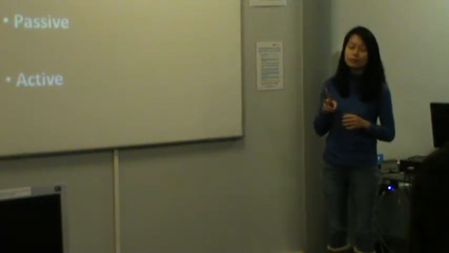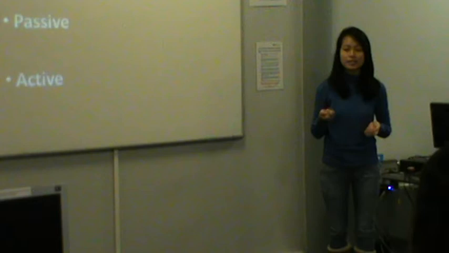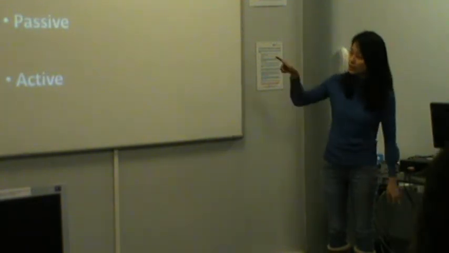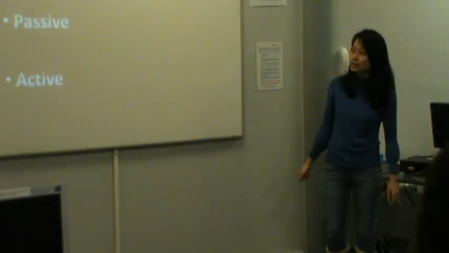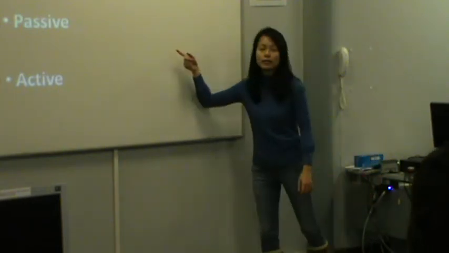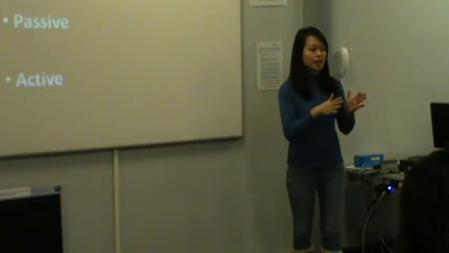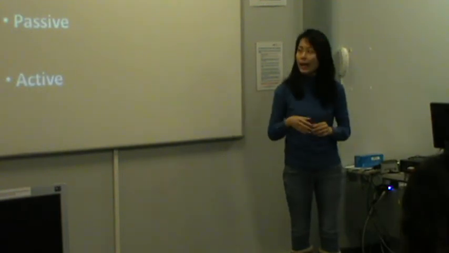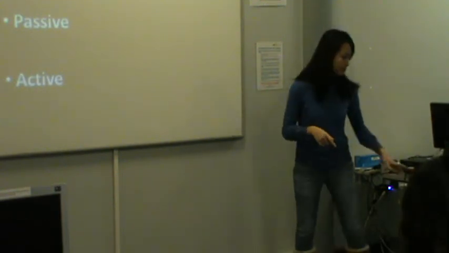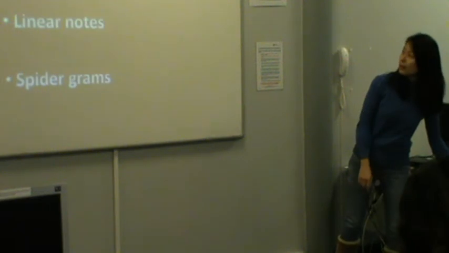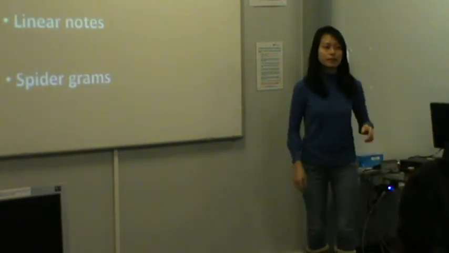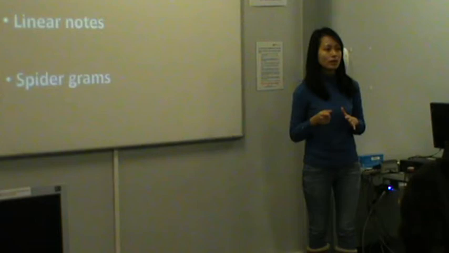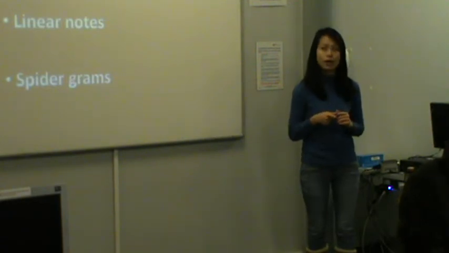And there are two different ways to make notes. The first is passive and the second is active. The passive way is that you just copy the author's sentences into your notes. The second is active, which means you use your own ideas and your own words to make notes.